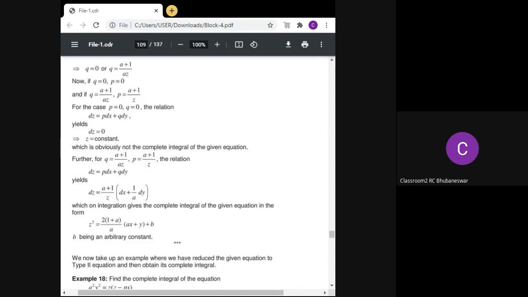So these are the different types of differential equations that can be easily solved by using Charpit's auxiliary equations, as we discussed for types 1 and 3. Now, in this session, today we are going to end the session.